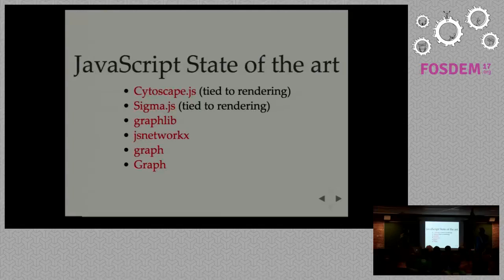Yeah, graph and Graph are actually both squatted on NPM. So we cannot create anything that's called graph with a lowercase or uppercase g because of some squatting.